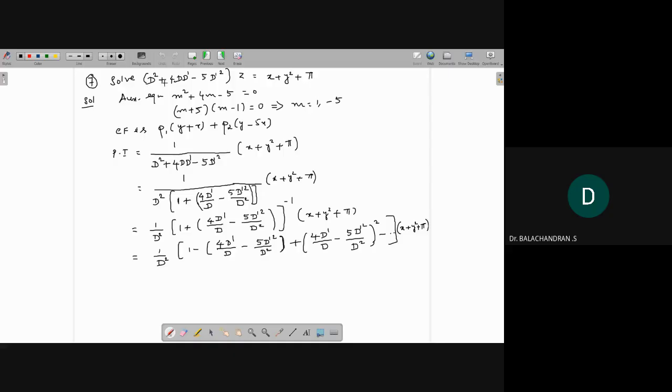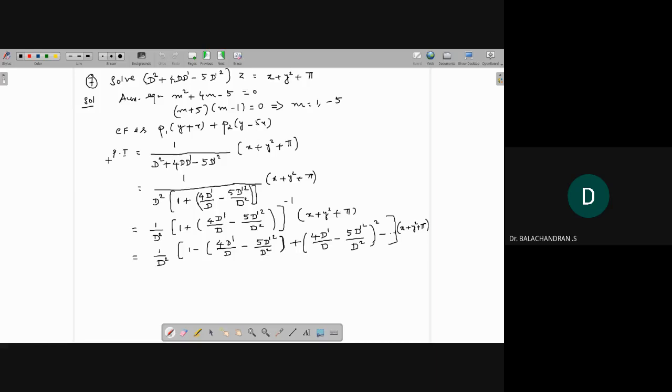Okay, so the auxiliary equation is m square plus 4m minus 5 equal to 0. So if you factorize, you'll get (m plus 5) into (m minus 1). Okay, the roots are 1 and minus 5. So they are distinct, and hence the complementary function is phi 1 of y plus x, and phi 2 of y minus 5x.